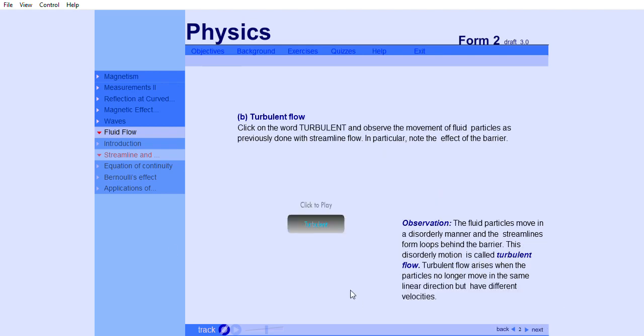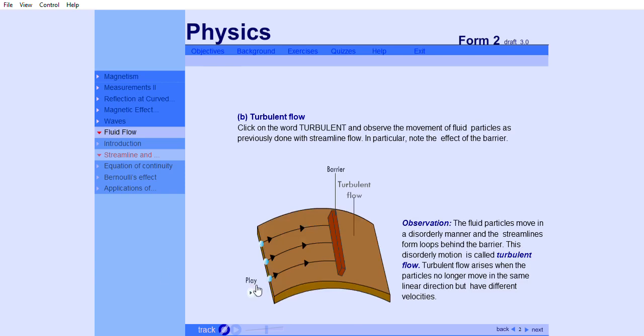Turbulent flow. Click on the word turbulent and observe the movement of fluid particles as previously done with streamline flow. In particular, note the effect of the barrier. Observation: the fluid particles move in a disorderly manner and the streamlines form loops, especially behind the barrier. This disorderly motion is called turbulent flow. Turbulent flow arises when the particles no longer move in the same linear direction but have different velocities.